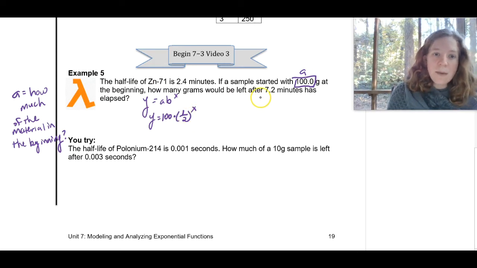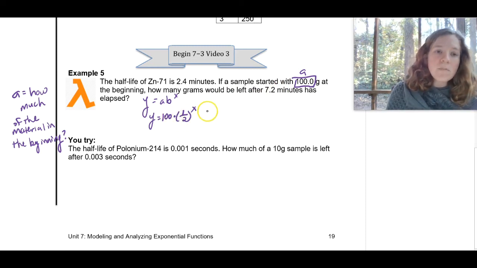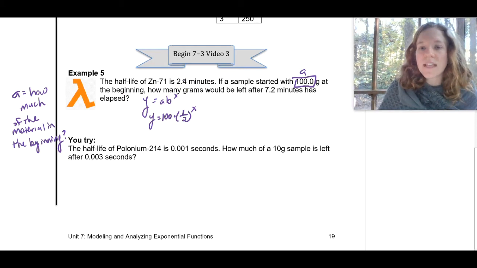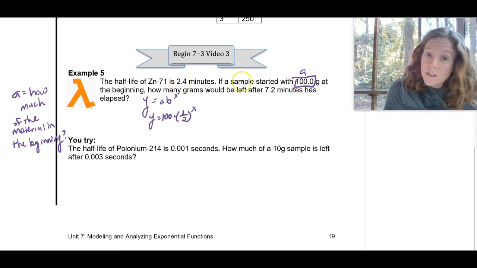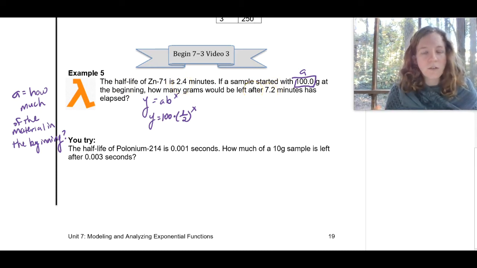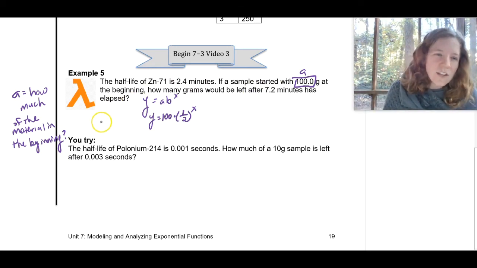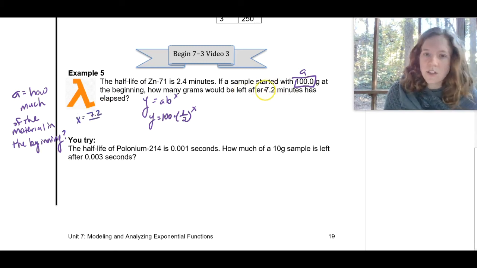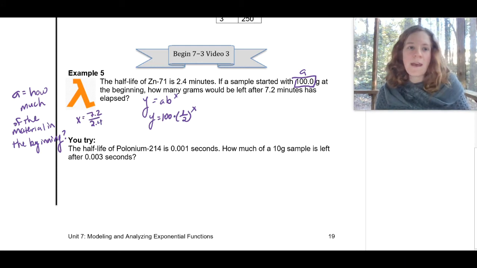So now I've got to figure out how much is going to be left after 7.2, or 7 2/10, of a minute. The way you're going to figure this out is you're going to go off to the side. We know that one half-life is 2.4 minutes. So I need to know how many half-lives I'm going to let this zinc-71 sit. So I need to know how many 2.4s are in 7.2. Well, hopefully you guys all know that if I'm trying to figure out how many of one thing is grouped inside of another thing, that's just division. So my x is going to be 7 2/10, the total amount of time I'm looking for, divided by 2.4, the amount of one half-life.